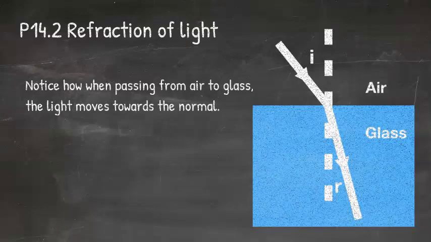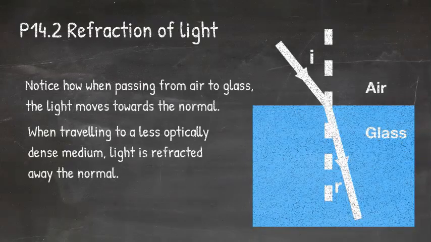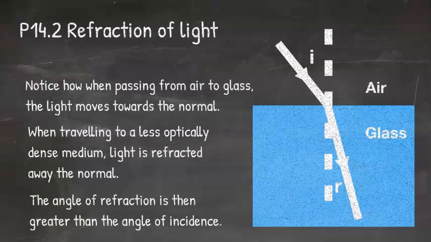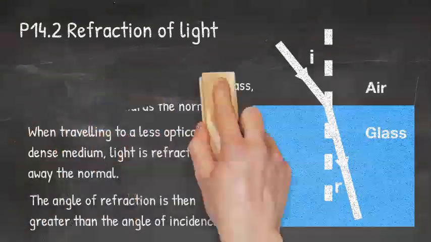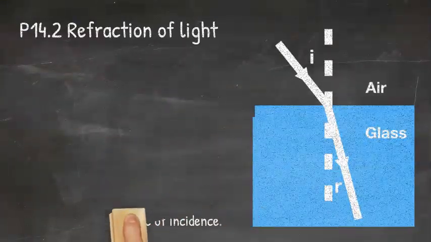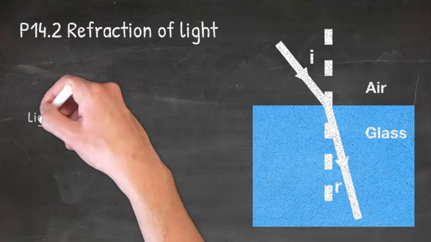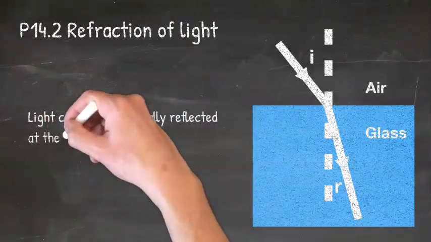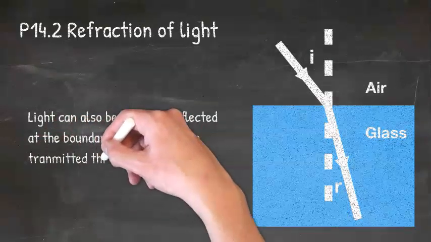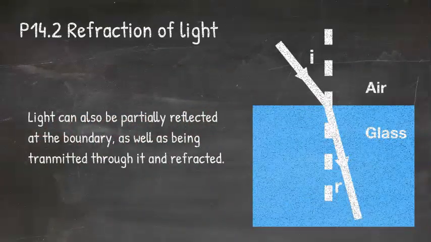The opposite also applies. When travelling to a less optically dense medium, the light is refracted away from the normal. The angle of refraction is then greater than the angle of incidence. It is also important for you to know that light can be partially reflected at the boundary, as well as being transmitted through it and refracted.